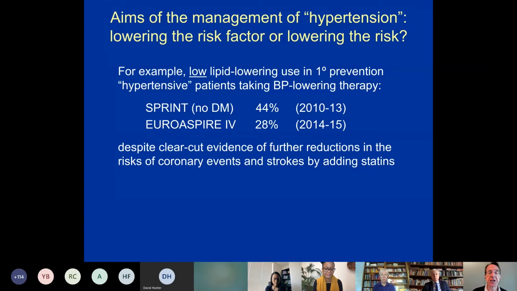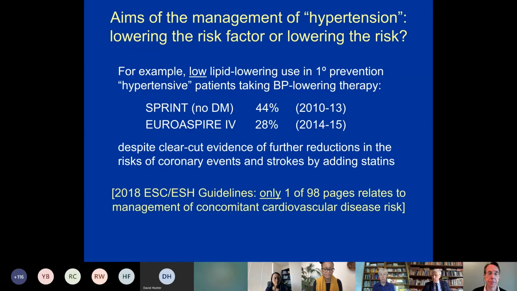So if we look at some recent trials, such as the SPRINT trial, or relatively recent surveys of treatment across Europe, the EUROASPIRE study, the proportions of patients who were considered to be at high enough risk for primary prevention by lowering blood pressure, who were also getting their risk lowered with lipid-lowering therapy, was less than half. 44% in SPRINT, only 28% in EUROASPIRE, despite the clear evidence from randomized trials of lowering LDL cholesterol with statins of benefits on both coronary events and strokes.